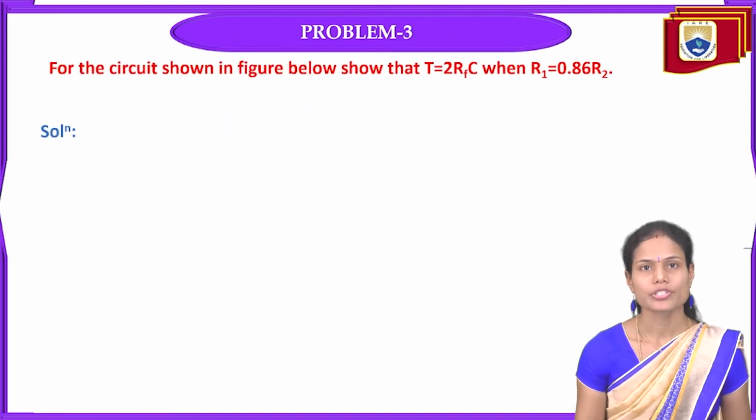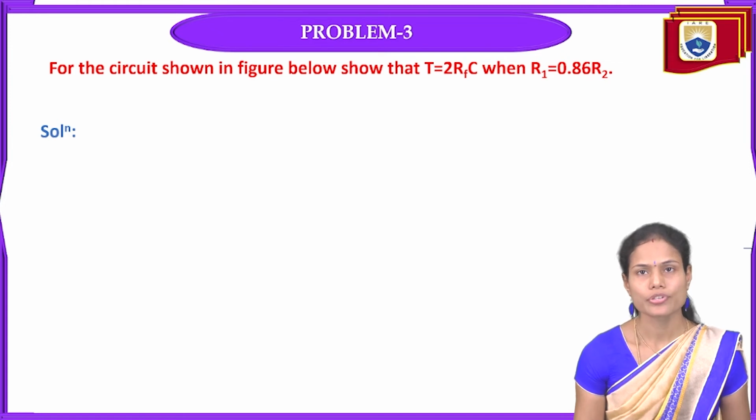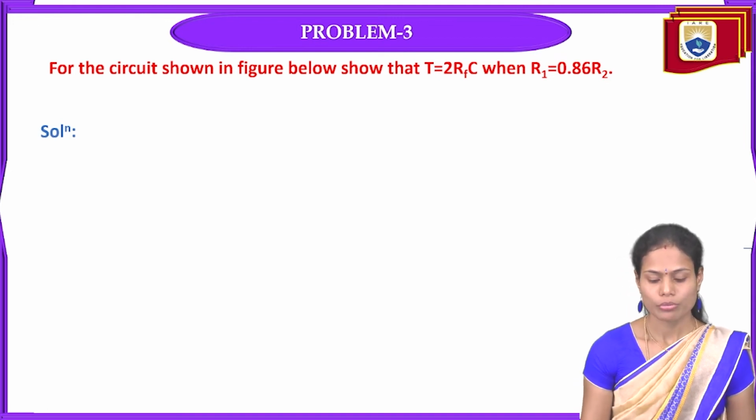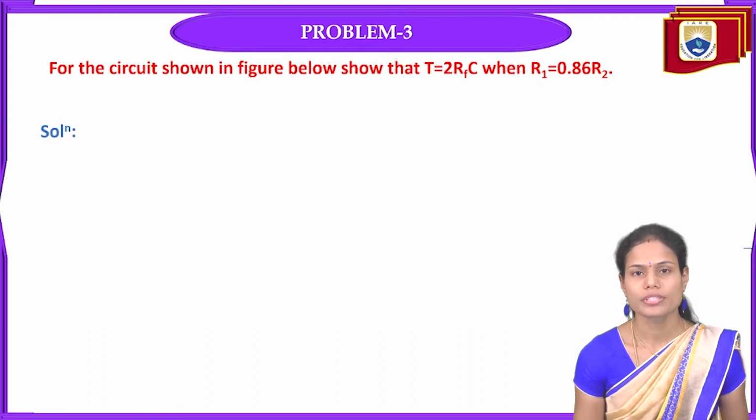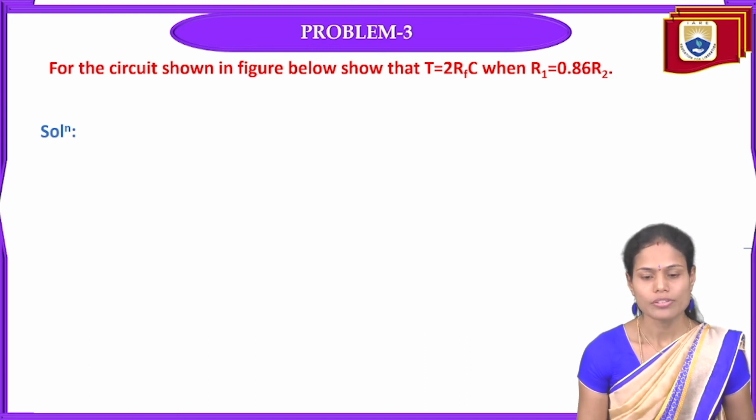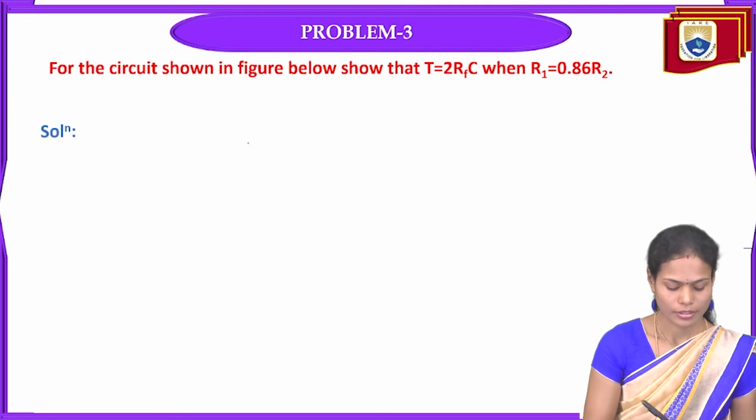So while coming to the next problem: for the circuit shown in the figure below, show that the time period T equals 2 times feedback resistance into capacitance, whenever the R1 resistance is 0.86 times the R2 resistance. So to show T equal to 2 RFC, first of all, we have to know the circuit given in the problem.